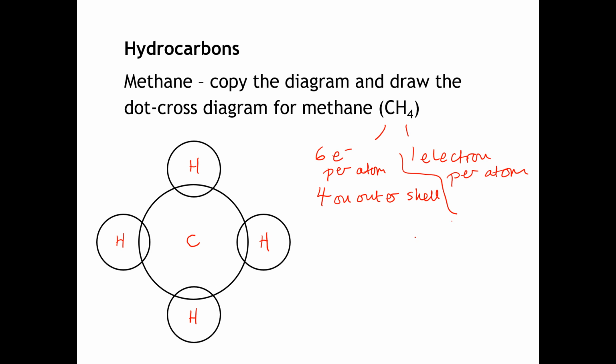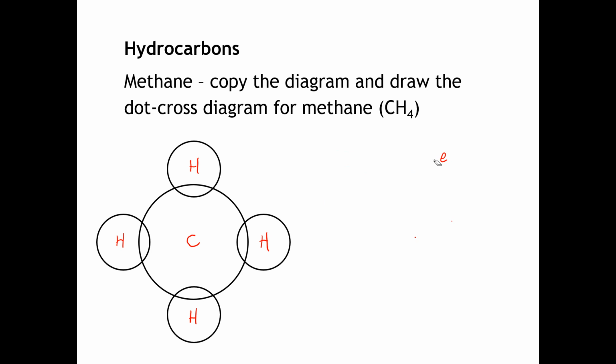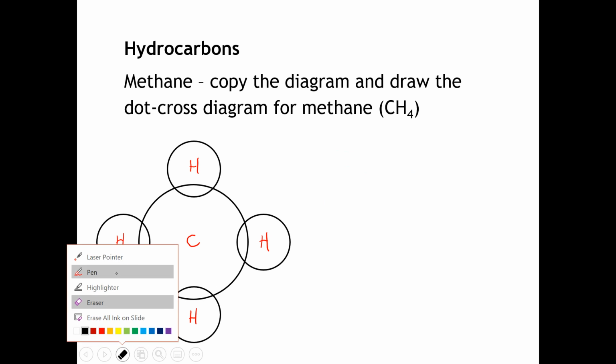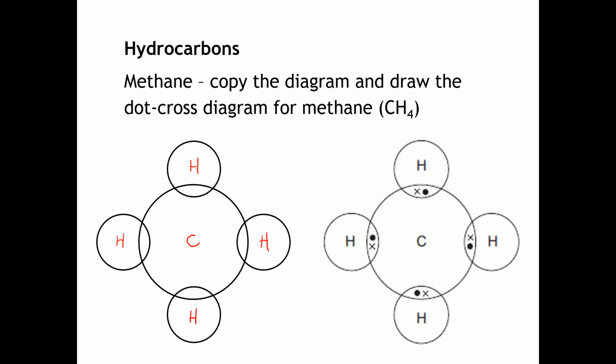Right, hopefully you found that extra information useful because that is critical. Usually in these diagrams we only show the outer shell electrons. So I'm going to show you in a second the complete diagram. Here we go. Let's say that the dots are the carbon electrons. So we've got one here, 2, 3, 4 in total in the outer shell.